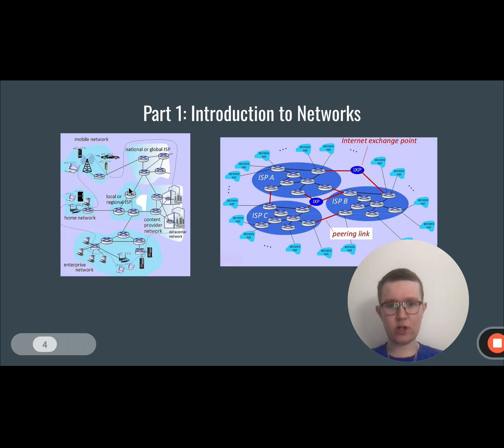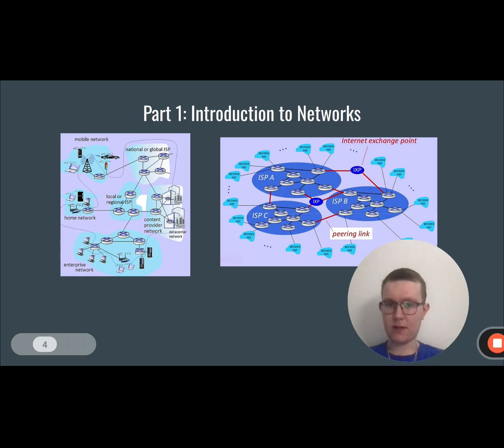And these local or regional ISPs are then going to be able to get connected to national or global ISPs or content provider networks, because obviously this is going to form the backbone of the internet, because some content providers are going to be able to connect to data centers because there's going to be very many of them, because it's a franchise. Like Xfinity is a great example, or AT&T is a great example of this. And so all of this is going to be able to form the backbone of the internet, like I said.